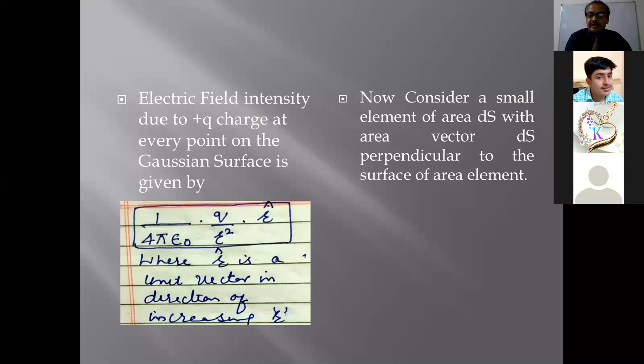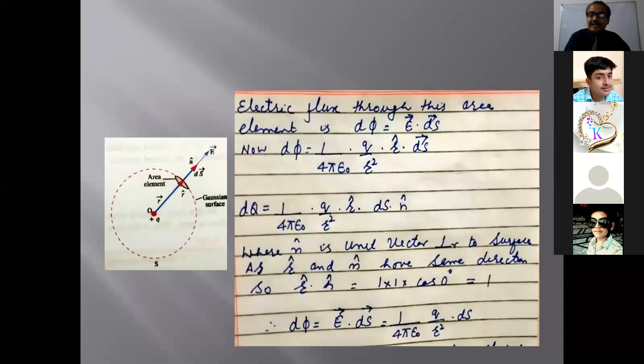Q by R square into unit vector R. Now, as I have told you, in order to find the electric flux for the entire surface, first of all, we will try to find the electric flux at a very small area element that will be considered on the Gaussian surface having a vector ds perpendicular to the surface of the element. Now electric flux, everybody knows it is equal to phi, which is equal to E dot ds.